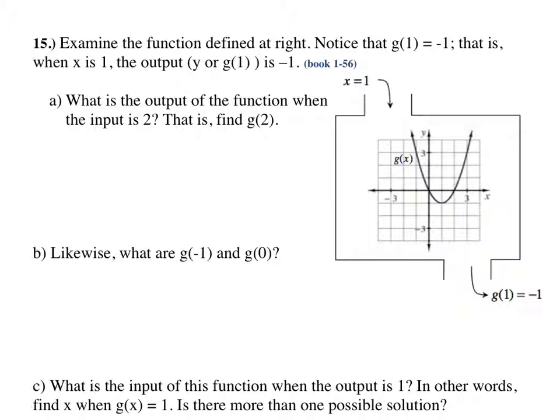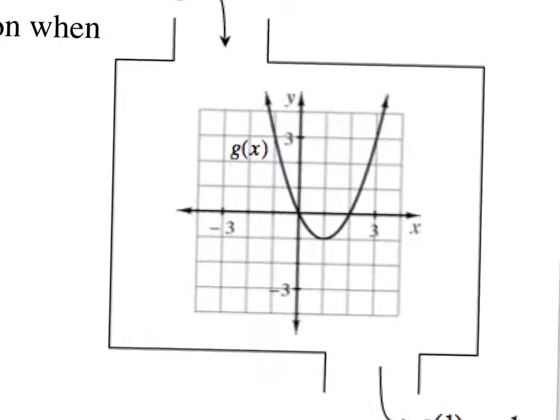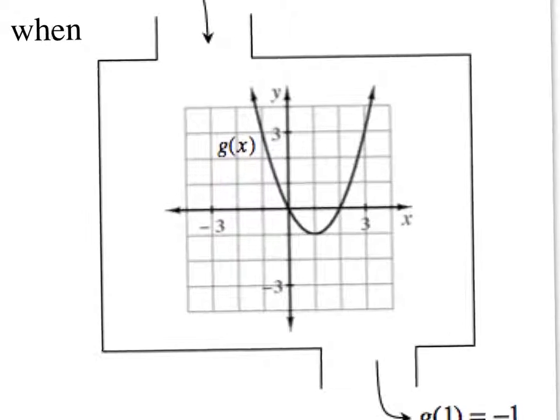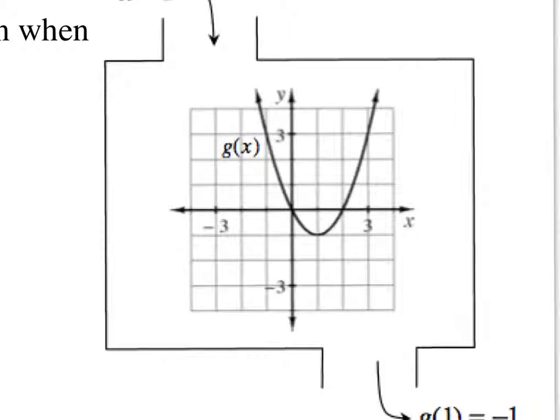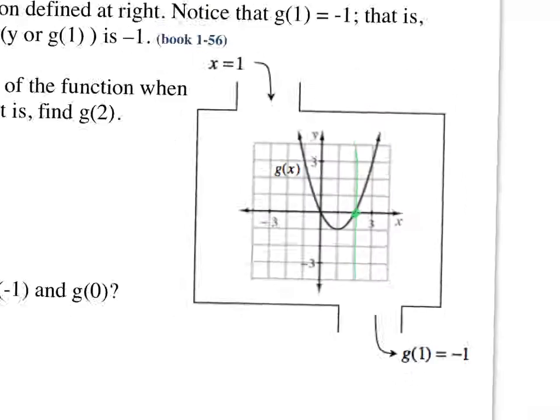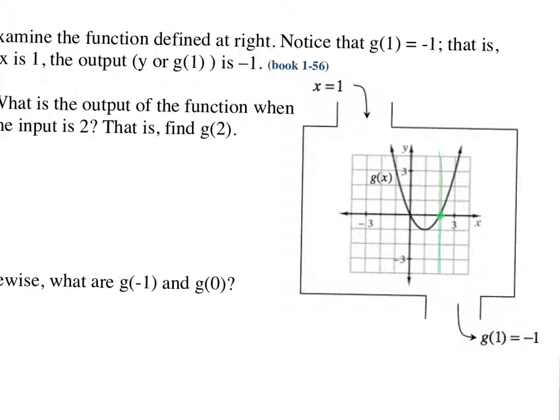We are going to skip to 15, and we're going to look at finding the output when we're given an input. So we're given this graphic here, and we want to find out what is the output when we have g of 2. So when our x is 2. When you look at the graph, you're going to locate 2 on the x, which is right here, and I see it's located right at 0. So g of 2 is going to be 0.